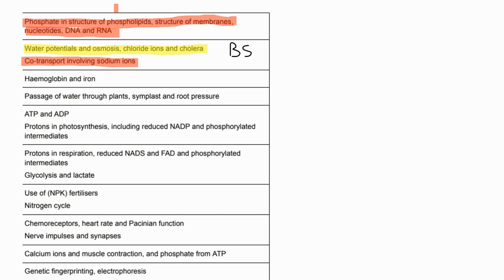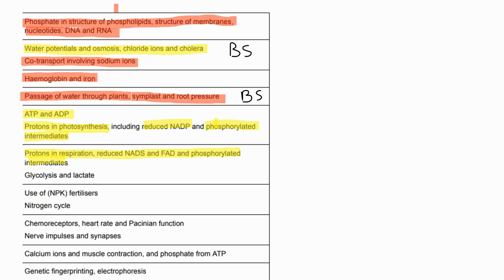Hemoglobin and iron I didn't talk about, and I steer away from that one. Passage of water through plants, symplast, and root pressure. That could be another beyond the specification one. I didn't talk about that, but they took that information out of this spec that you're currently doing. So yeah, I did cover this, protons or hydrogen ions in photosynthesis. Yeah, we did that. And I did the reduced NAD and FAD and phosphorylated intermediates.